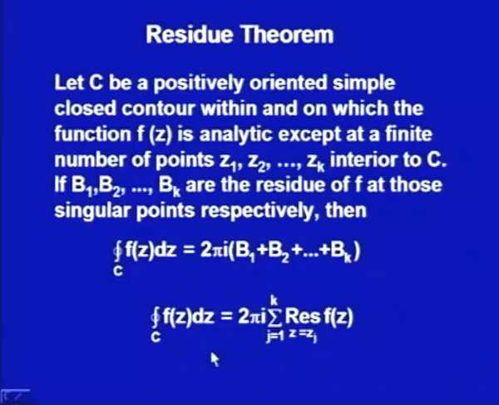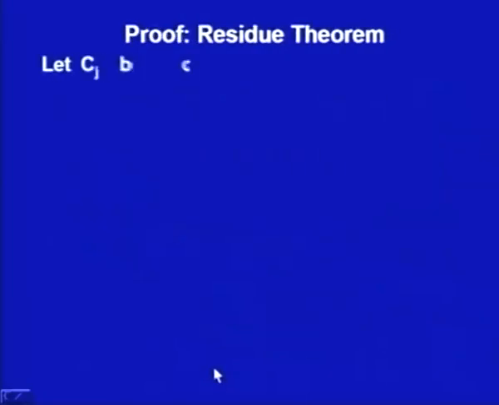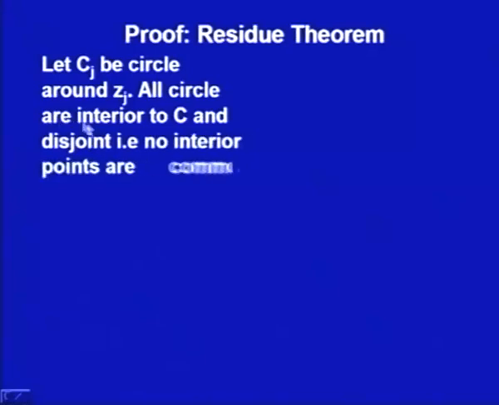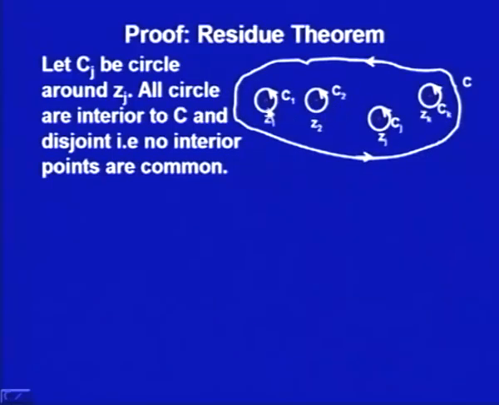Let us prove this. We will prove it using our residue integration method, or residue formula. Let us see how we prove it. We assume C j to be the circles around each singular point z j. All these circles are interior to C and they are disjoint. This was our closed contour C. We have k singular points inside the contour C, that is, interior to C: z 1, z 2, say z j and z k. These are isolated singular points.